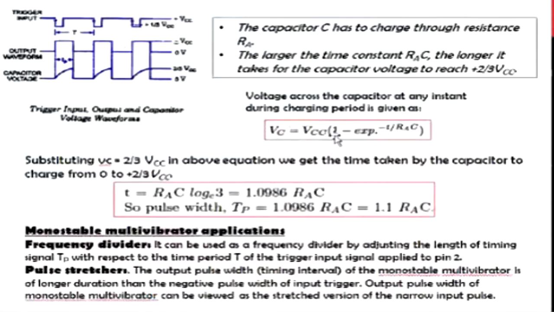So there is a 2 by 3 here. So 2 by 3 is equal to 1 minus e raised to minus TP. So now the T becomes TP. On rearranging, you will get RAC into log 3. Because this is 2 by 3 and there is a 1 here, it becomes 1 by 3. Then we take the inverse. Then T is equal to, so this has to be TP. Log 3 is equal to 1.1. So TP is approximately 1.1 RAC.